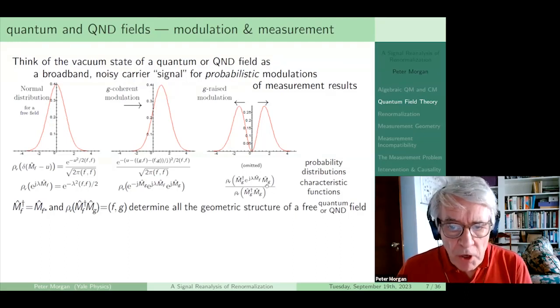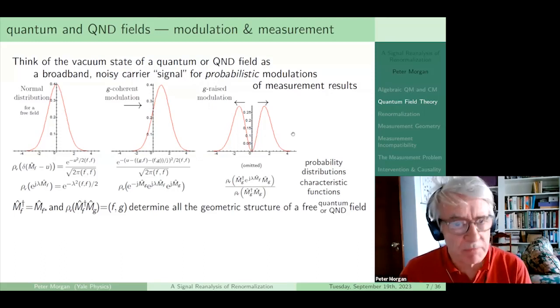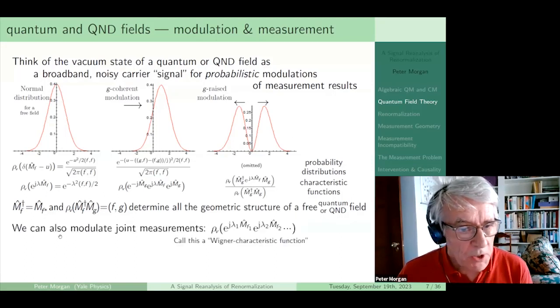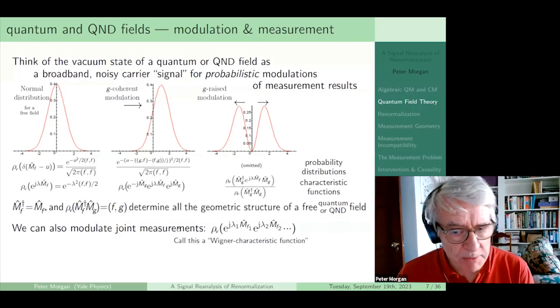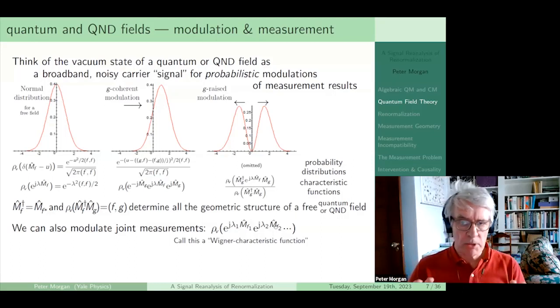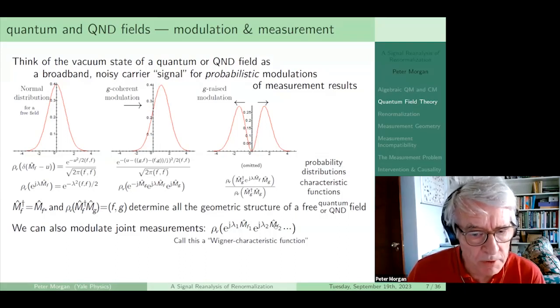And of course, if we use a polynomial here, then we'll get much more sophisticated, much more general probability distributions. So the modulations can be considerably more complicated. We can also modulate joint measurements. I'm going to call this a Wigner characteristic function, because if these measurement operators do not commute, then we will not obtain a probability distribution when we take the inverse Fourier transform. But if they do commute, then we obtain a joint probability distribution.